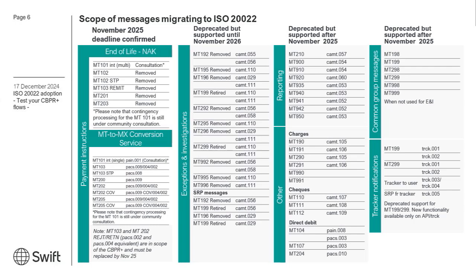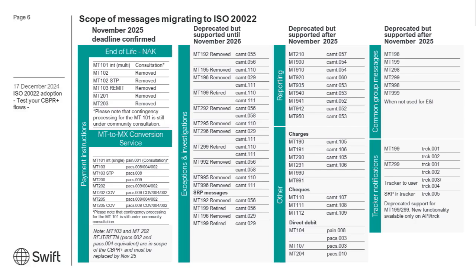Now, moving into scope of the CBPR Plus messages. So here is a quick recap of all the MT messages in scope of the CBPR Plus migration and their ISO alternatives. Starting from the left-hand side, really important, the focus point is migrating your payment instruction messages by November 2025. So you see the first column, end of life NAK. This is the list of messages that will be NAK'd from the network as soon as the November 2025 deadline comes. So these are your MT101s, 102s, 102 STP, 103 remittance, 201, 203, simply because those messages don't have ISO equivalents.